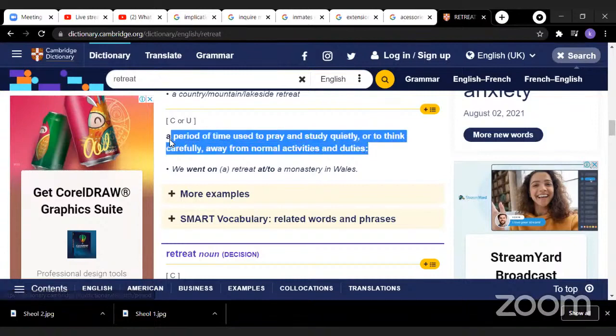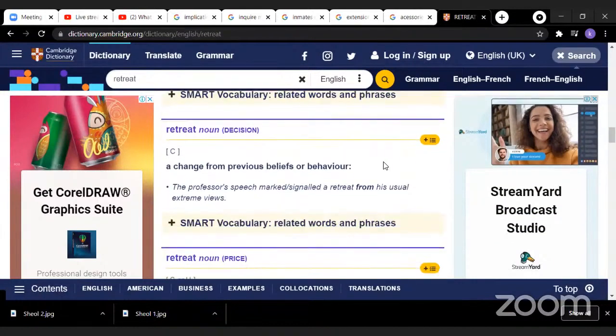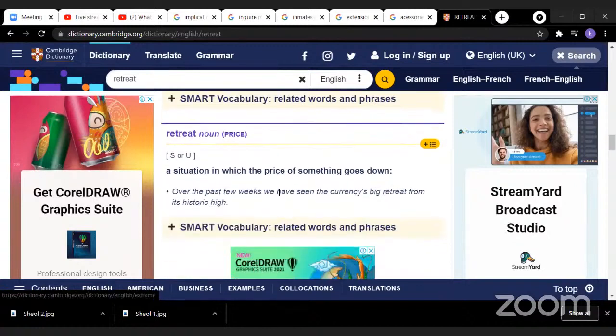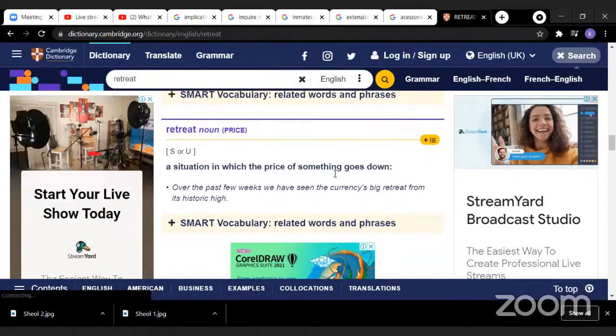So this might also have some relationship to the contract, right? I mean, if we want to try to work with it like that, right? Next definition, retreat as a noun, a change from previous beliefs or behavior. So you were not following the instructions. Now it's taken away from you, right? Where your life is taken away from you. That's a blunt change in your behavior. So let's see, retreat as a noun, continued, a situation in which the price of something goes down.